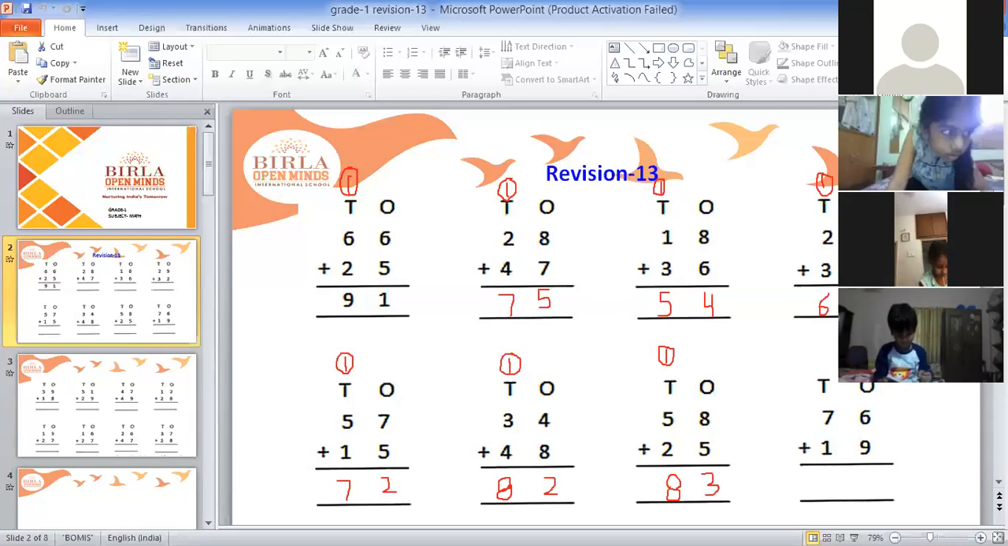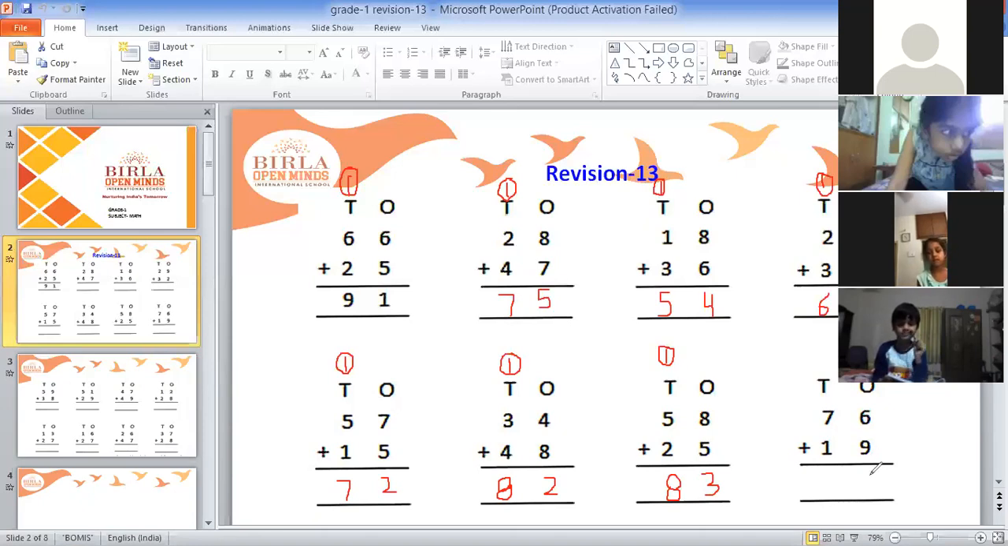Okay. Now Dhruti. Yes, ma'am. Now read the next question. No, read the question first, please. 76 plus 19. Very good. 76 plus 19, and the numbers in ones place are 6 and 9.